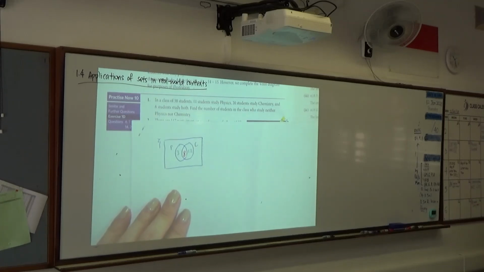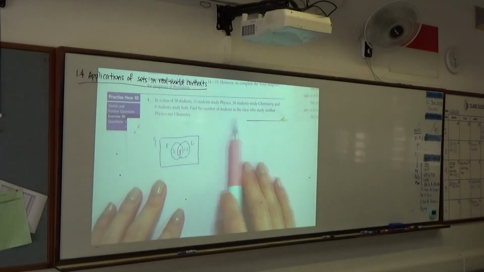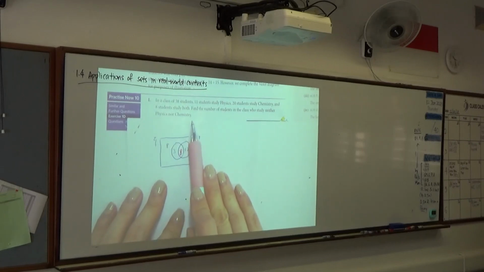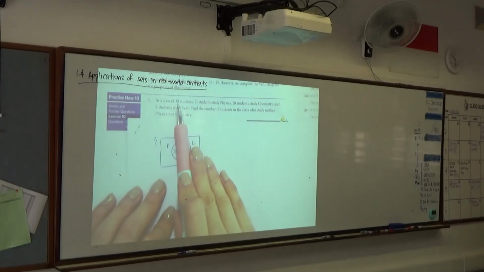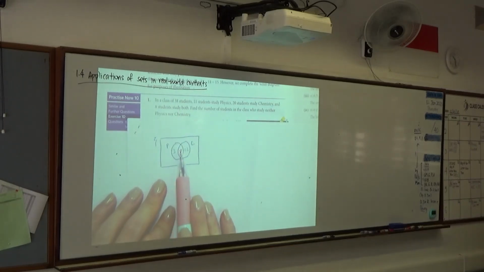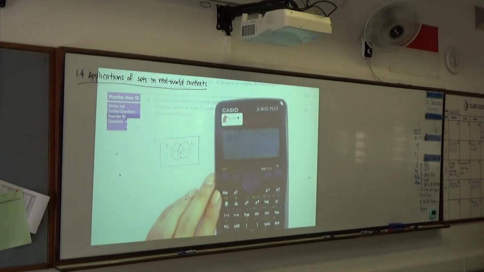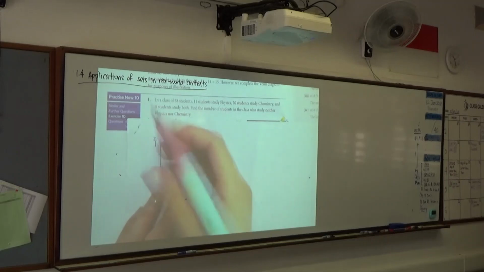Okay? So now with the Venn diagram, the question is asking, find the number of students in the class who study neither physics nor chemistry. I'm still missing a piece of information, because in total we have 38 students. I already have 3, 8 and 12 students inside my circles. So taking 38 minus 3 minus 8 minus 12, we find that we have 15 students that are outside of the circles.